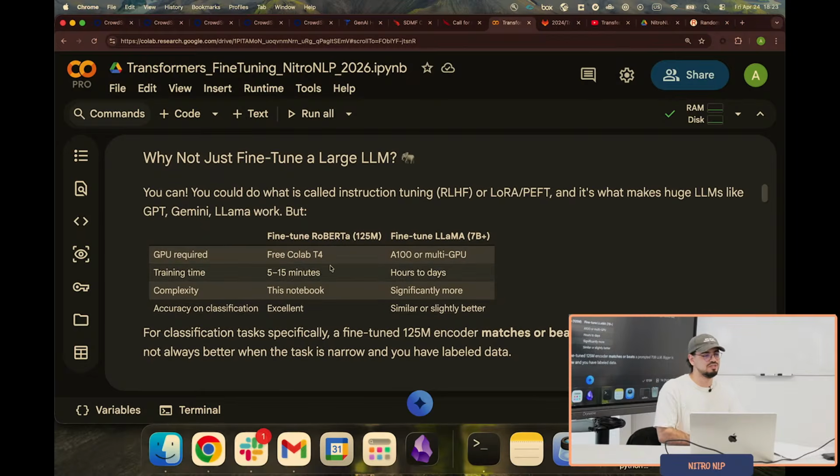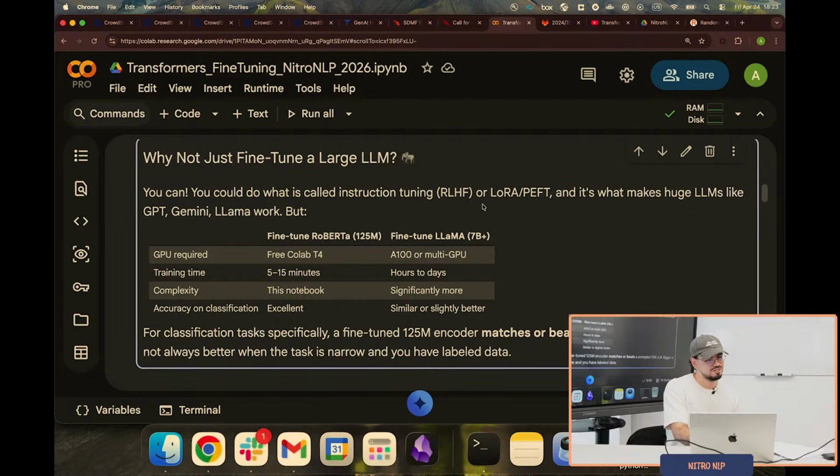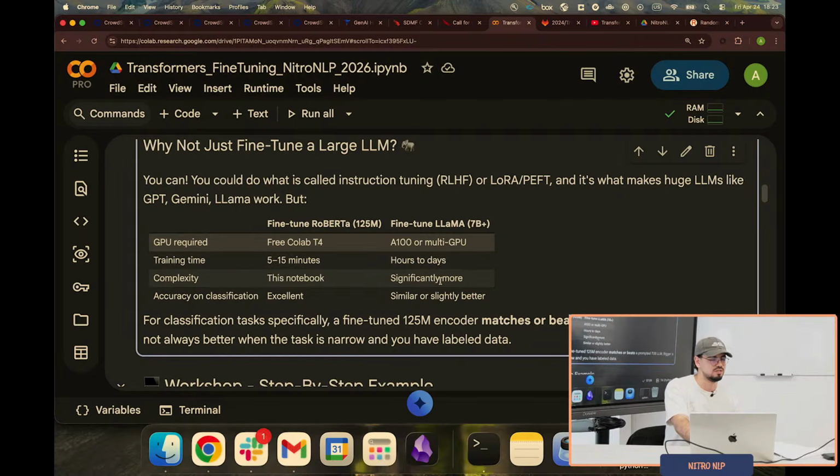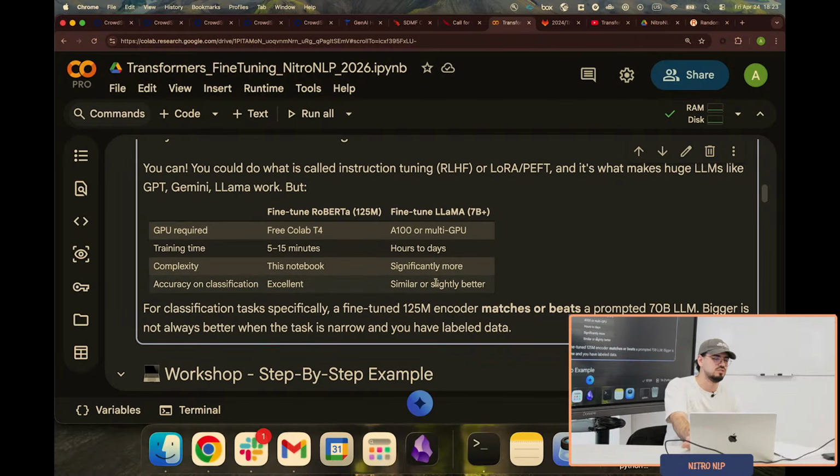But fine-tuning a RoBERTa could be done in this Colab. And fine-tuning a Llama would take hours to maybe days. It would require more powerful GPUs, and the complexity of that would be significantly higher than the complexity of this notebook. And the accuracy you would get isn't necessarily worth the cost that you're gonna have in addition to fine-tuning a transformer.